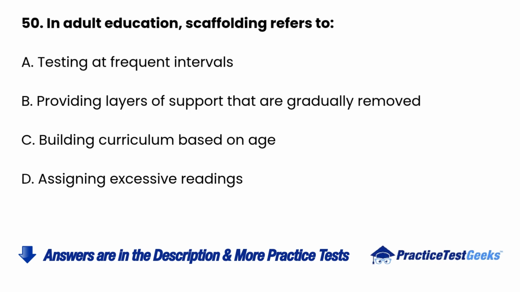50. In adult education, scaffolding refers to A. Testing at frequent intervals. B. Providing layers of support that are gradually removed. C. Building curriculum based on age. D. Assigning excessive readings.